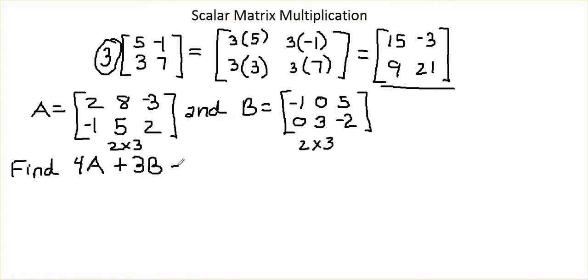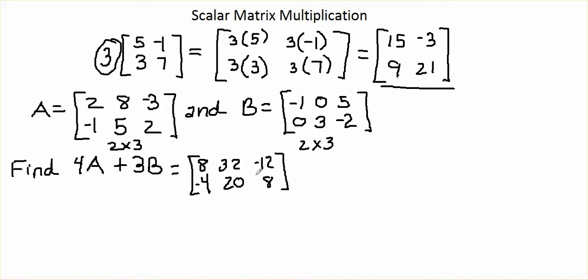So the first thing that we need to do is we need to find 4 times matrix A. That means we need to multiply every element in matrix A by the number 4. And when we do that, we get 4 times 2 is 8. 4 times 8 is 32. 4 times negative 3 is negative 12. 4 times negative 1 is negative 4. 4 times 5 is 20. 4 times 2 is 8.